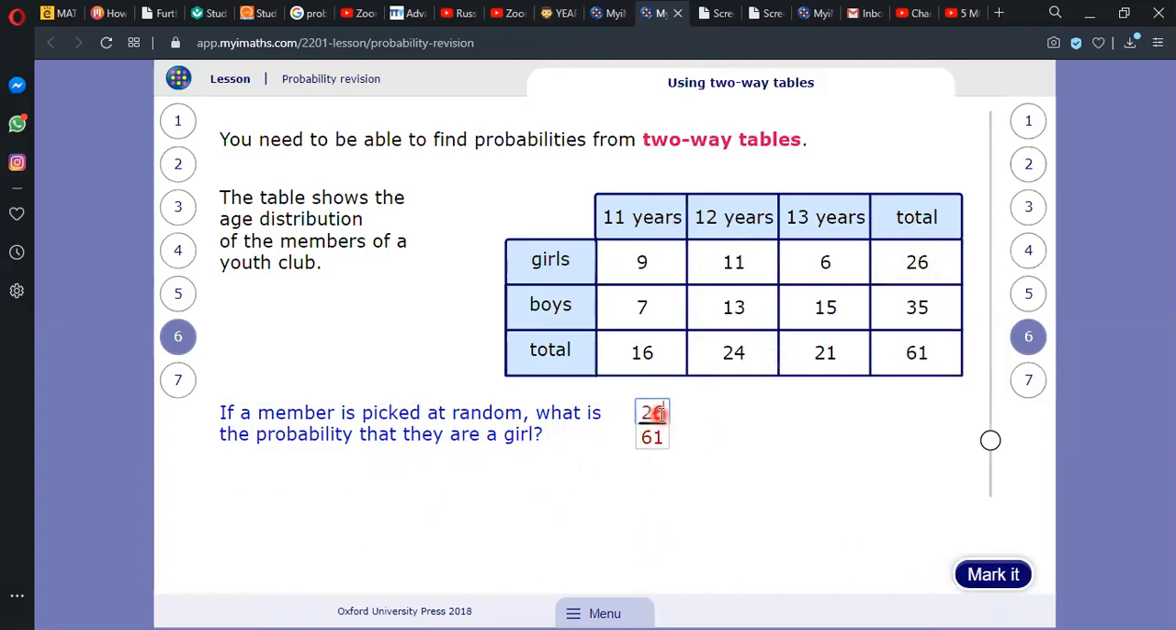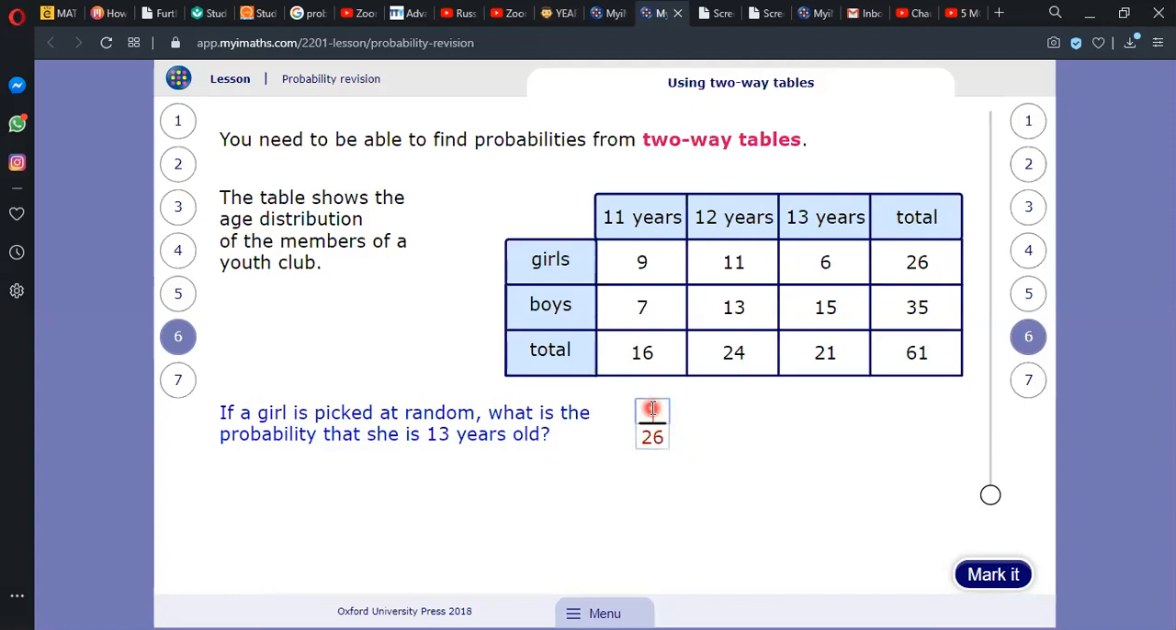So that should be 26 over 61. And that is correct. Let's try another one. If a girl is picked at random, can you see it now? Not 61 anymore. If a girl is picked at random, the total number of possible outcomes for girls is 26. We will not be using 61 again. Here it should be 26 now, okay?